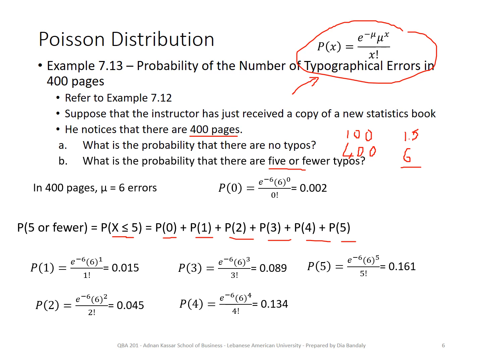And we sum these up and we find the probability of 5 or fewer is 0.446. Okay, so I hope that was clear for you.